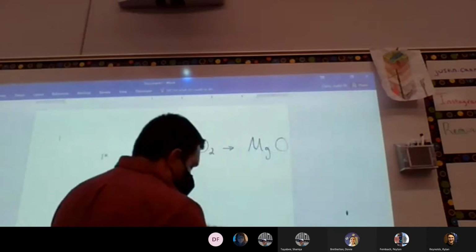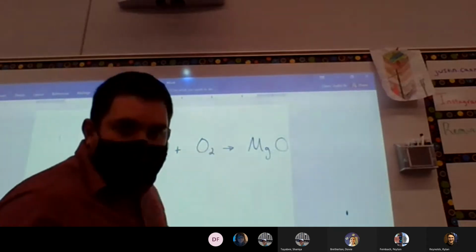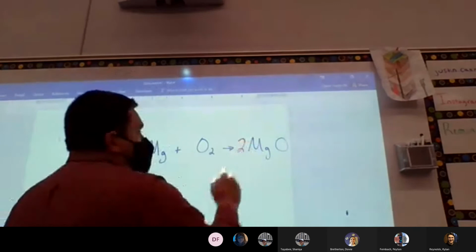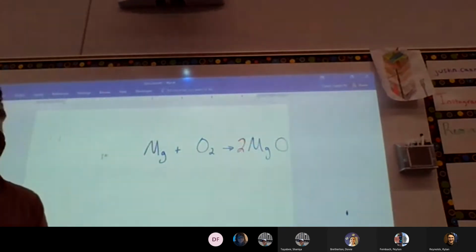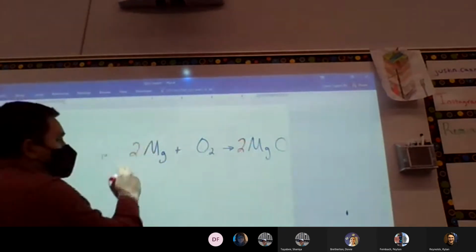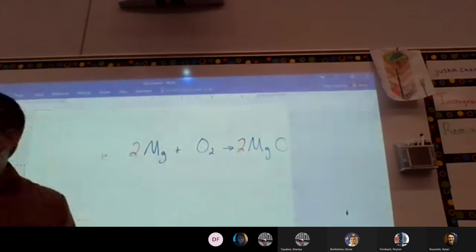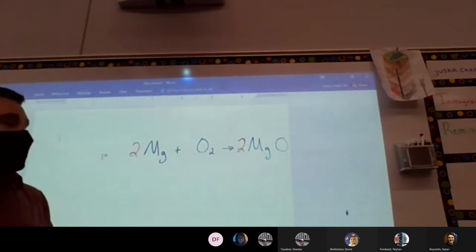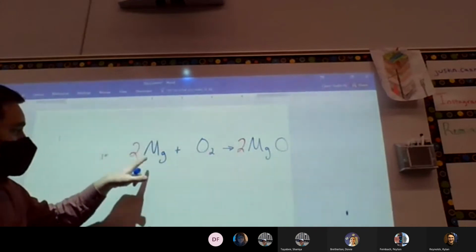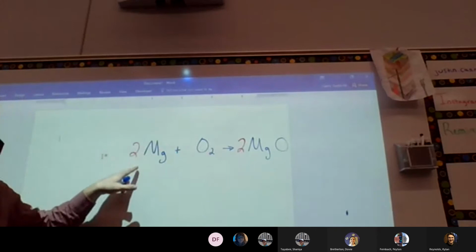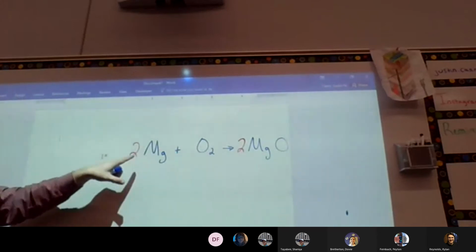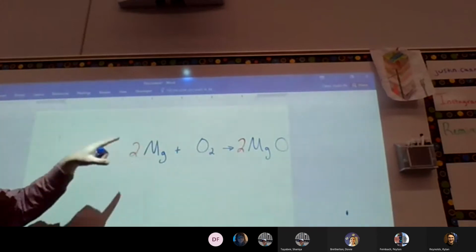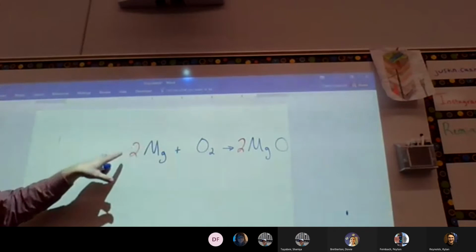Some more markers. Can you guys online see this? Running 2 oxygen there, that's going to mess up my magnesium. So this is my balanced chemical equation, right? So this is not 2 magnesium atoms. This is not 2 magnesium molecules. That is 2 moles of magnesium.